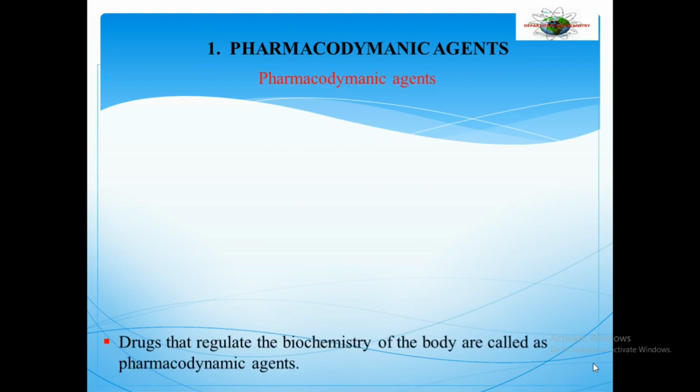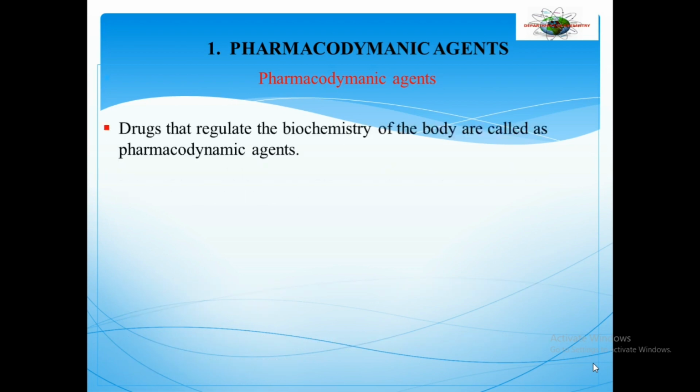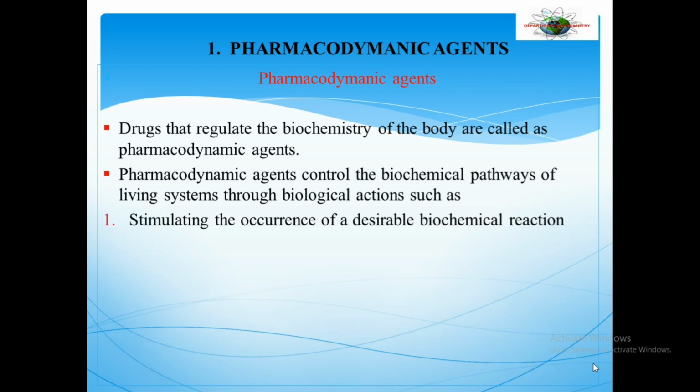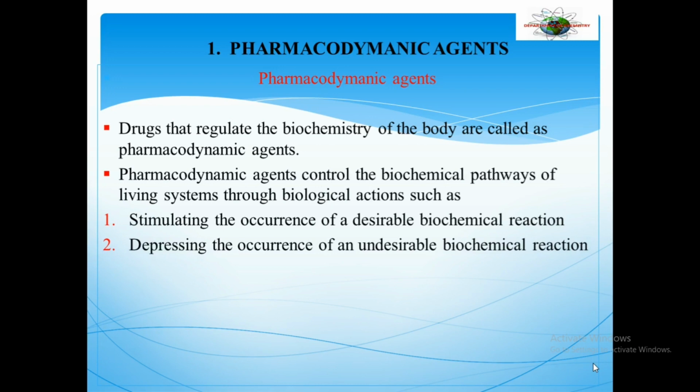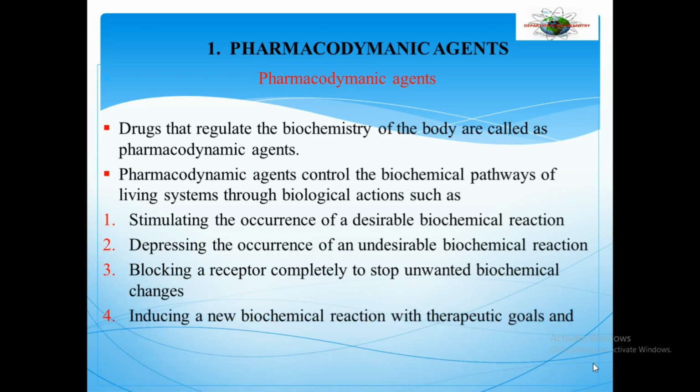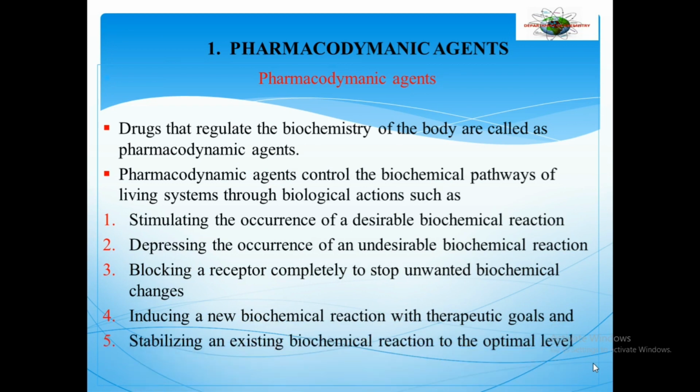What are pharmacodynamic agents? Drugs that regulate the biochemistry of the body are called pharmacodynamic agents. Pharmacodynamic agents control the biochemical pathways of living systems through biological actions such as stimulating the occurrence of a desirable biochemical reaction, depressing the occurrence of an undesirable biochemical reaction, blocking a receptor completely to stop unwanted biochemical changes, inducing a new biochemical reaction with therapeutic goals, and stabilizing an existing biochemical reaction to the optimal level.